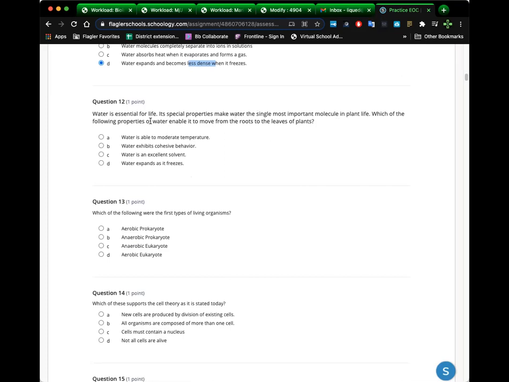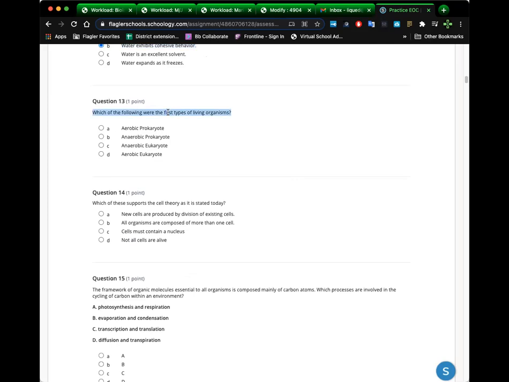All right, so property of water, again, enabling the water to move from the roots to the leaves of the plant. So it has to move up. So that upward movement, and there could be a couple answers for this if you have this type of question. The technical term is called capillary action. So capillary action is that movement upward through a narrow tube. And the reason this occurs is because specifically cohesion, also adhesion, they kind of work together. So it sticks to the side, sticks to itself, works its way up. So because of the cohesive behavior.